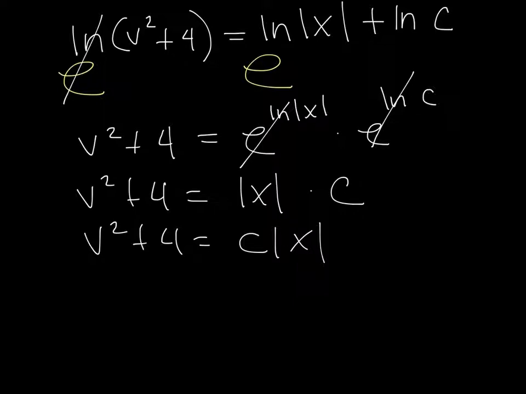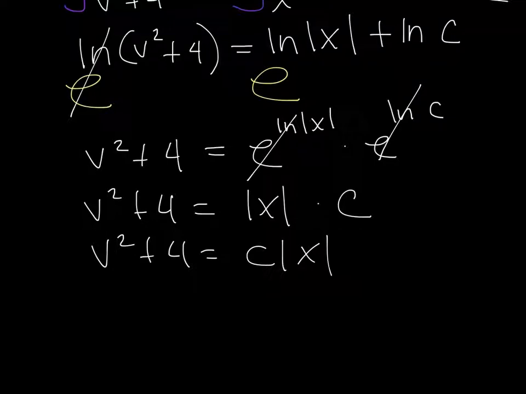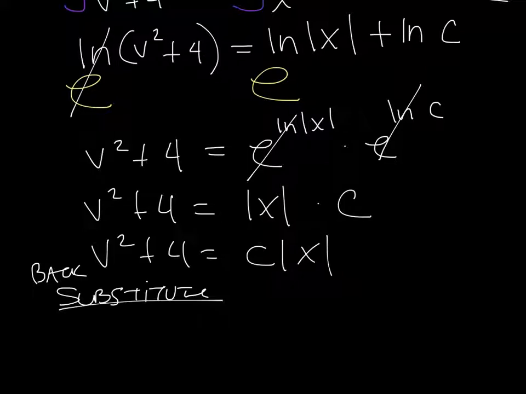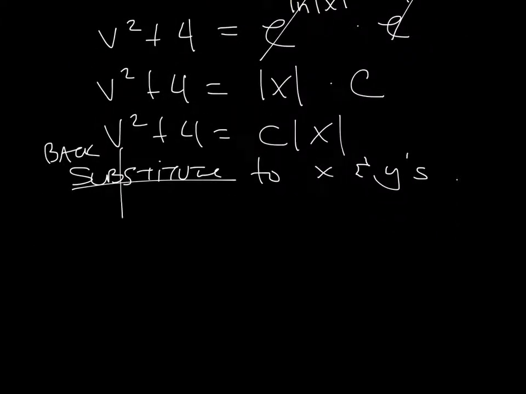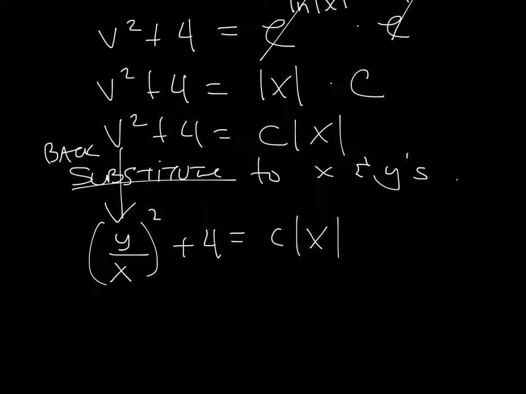And again, our original differential equation was in terms of x and y, so we have to go back to x and y. So let's back substitute to your original x and y's. Okay, so what was our v? Our v was y over x, and then I'm going to square that, plus 4 equals c times the absolute value of x.